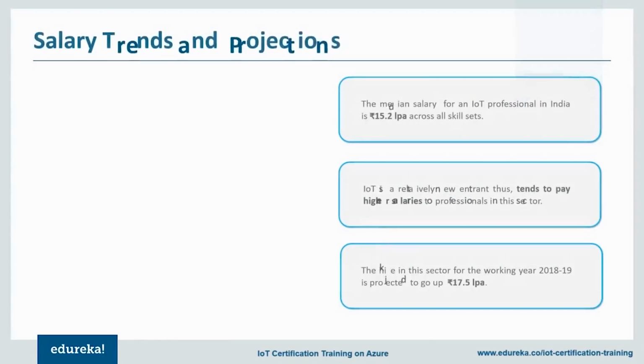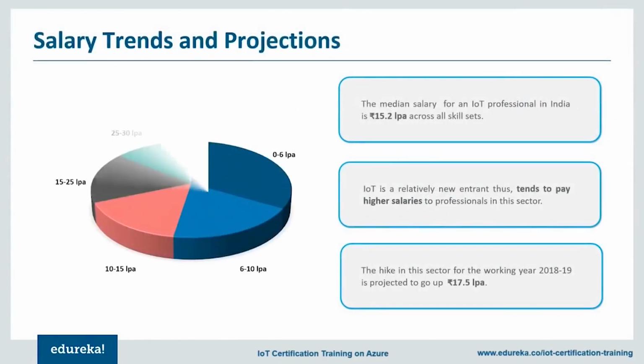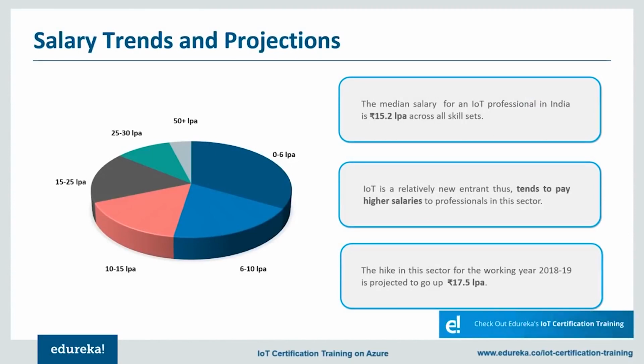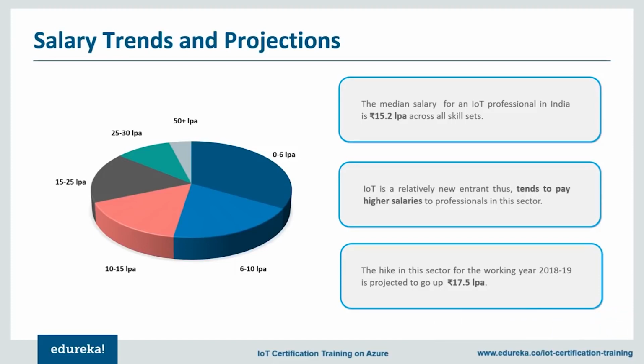Now, the median salary of IoT professionals is 15.2 lakhs per annum, according to a 2017 study. This figure, compared to the 8.65 lakh per annum in the IT sector, gives about 76% more to IoT professionals. IoT being a relatively new entrant, professionals in this area are commanding higher salaries. This number is predicted to go up as much as 17.5 lakh by 2019.